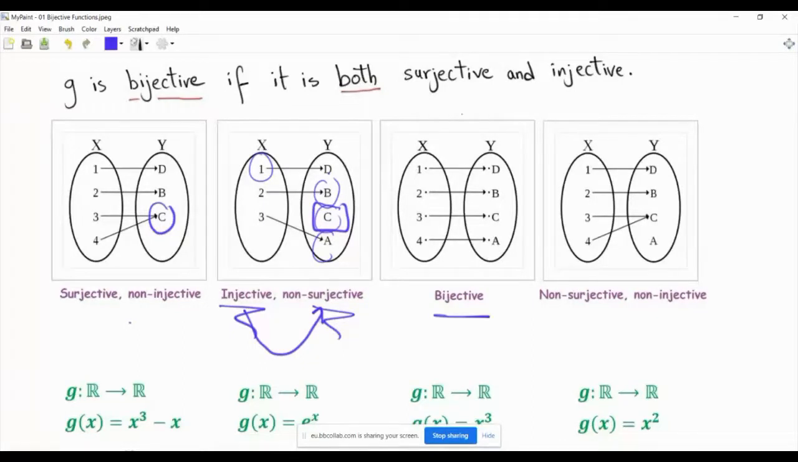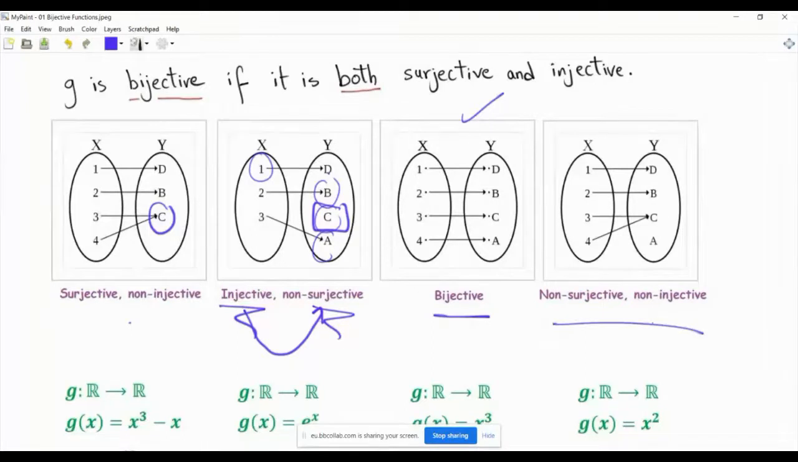This guy here is an example of a function that is both injective and surjective, and so it means that each element in y is associated with exactly one element in x. So that's a bijective map or a bijective function.